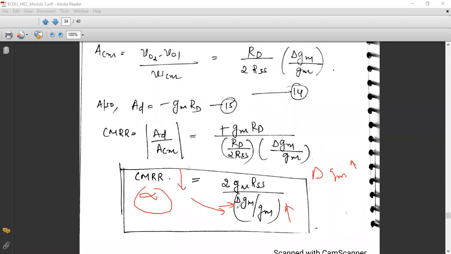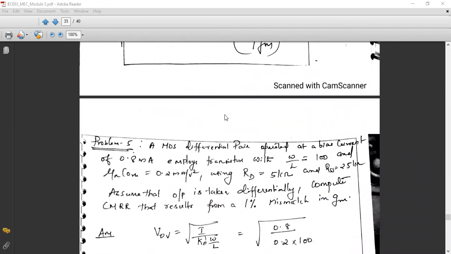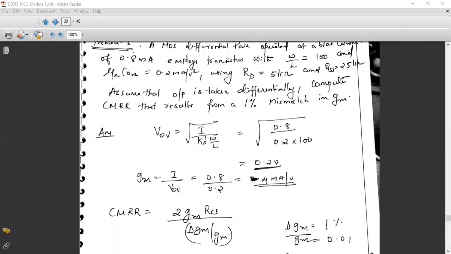And considering the ideal case, if there is no change, delta GM will be 0. No change means the transconductance change is 0. So the denominator will be 0. Anything by 0 will become infinity. Clear? So from this final result, we can really make out the difference between the ideal case and the non-ideal case. Non-ideal in the sense, if there is some mismatch in the transconductance, CMRR will come to a finite value. Otherwise, if there is no mismatch, delta GM is 0, and CMRR will become infinity. So based on this analysis, now we'll do one numerical problem. Take down the problem.